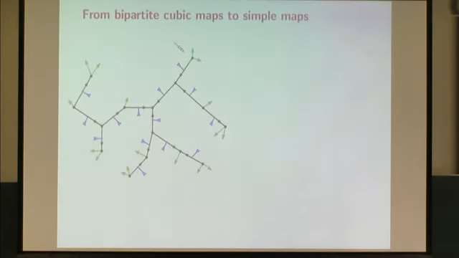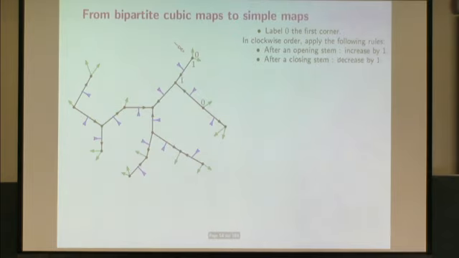Now, to give you the second step of the construction, I'm going to use labels. So I start with the same object, my oriented binary tree. I have opening stems and closing stems. And I'm going to label the corners of this tree as follows. I start at 0. Each time I see an opening stem, I increase by 1. And each time I see a closing stem, I decrease by 1. So here I have +1, nothing happens, -1, +1, again nothing happens, +1, etc. And that gives me a labeling of all the corners of my tree.